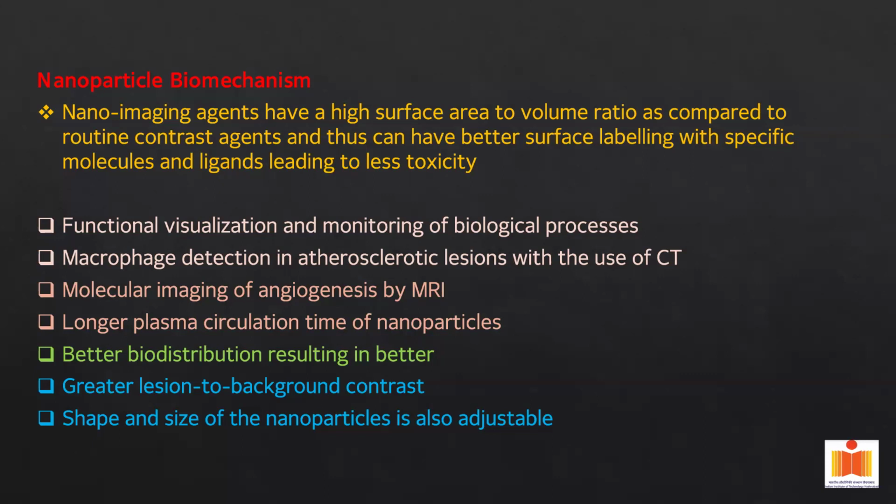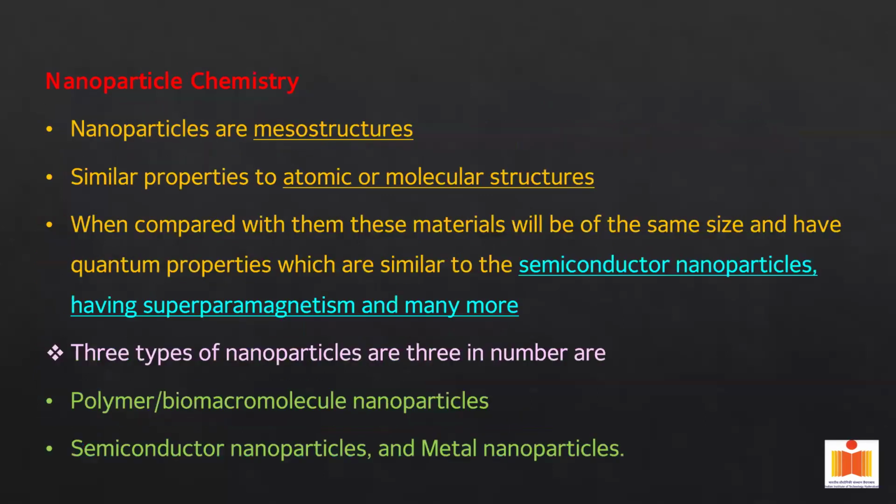So this is for visualization and monitoring of the biological process. Any pathology is there to identify that pathology, to monitor that pathology post-treatment. Then you have macrophage detection, for example, in atherosclerotic lesions used in CT nanoimaging, molecular imaging of angiogenesis, longer plasma circulation, better biodistribution, greater lesion to background contrast. The shape and size of nanoparticles are stable and they are used for various applications.